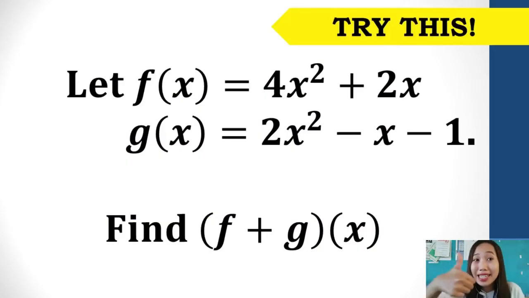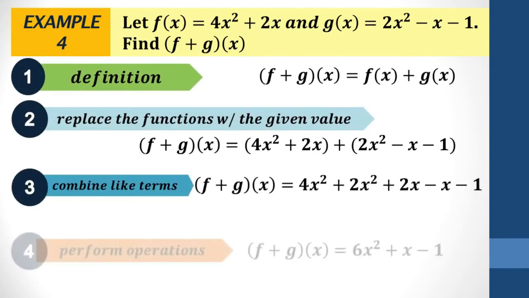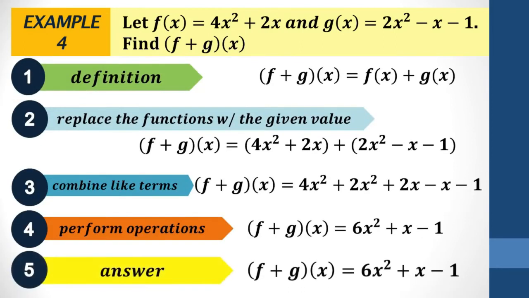A few moments later. Okay, sagutin na natin. I hope you're ready. Okay, ito na. Let f of x equals 4x squared plus 2x and g of x equals 2x squared minus x minus 1. Find f plus g of x. So, ang first step natin is to define. Write the definition. F plus g of x equals f of x plus g of x. Next one, replace the functions with the given value.